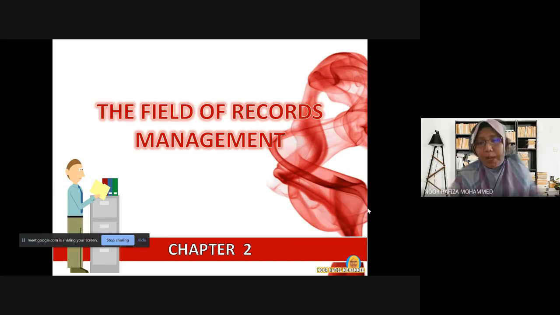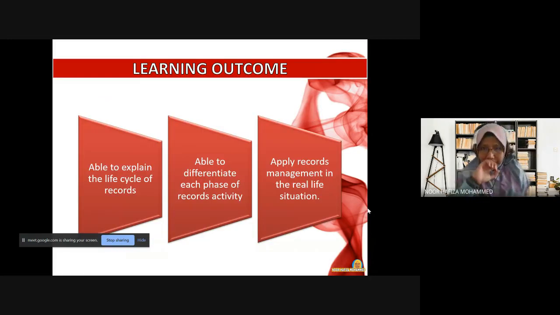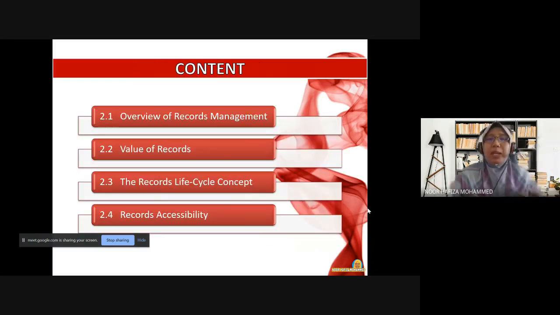So today we are going to proceed to chapter 2, the field of records management. In the end of this lesson, you are able to explain the life cycle of records, and then you're able to differentiate each phase of records activity, and lastly you're able to apply the records management in real life situations. So in chapter 2 we are going to learn 2.1, which is the overview of records management, and then 2.2 value of records. 2.3 is the records life cycle concept, and lastly is records accessibility.